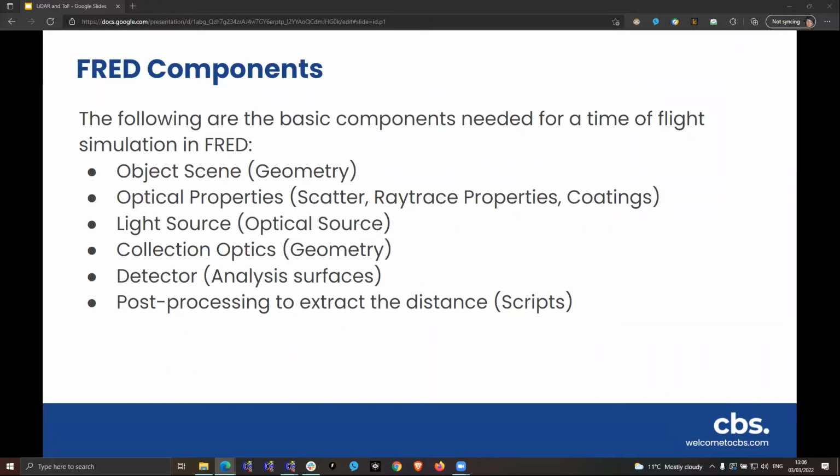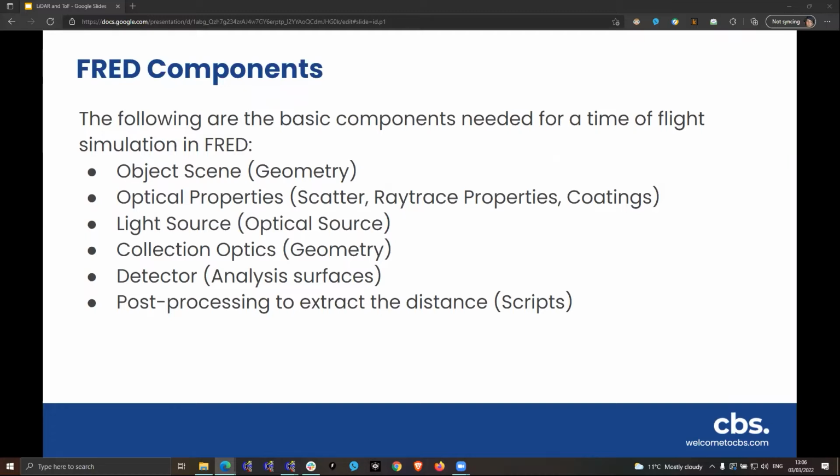We need a light source to represent the optical source of our system, which is going to be in the optical source folder. We also need some collection optics, which is again geometry, to take the scattered light that comes back from our scene and then maybe focus it on some imaging plane or just take that light and place it on some detector.